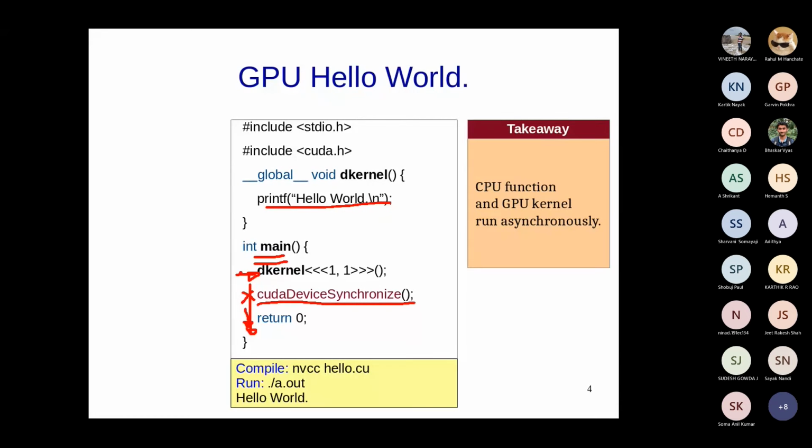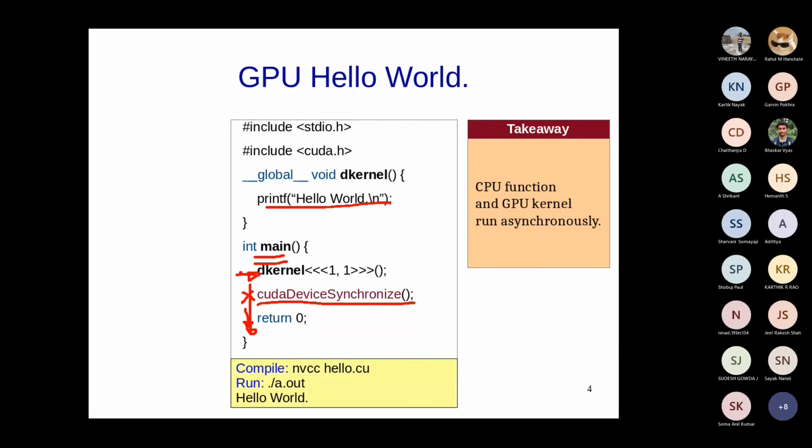The takeaway from this particular slide, of whatever we have discussed so far, is that the CPU function, which in this case is main, but you can call the kernel from any CPU function, and the GPU kernel, these run asynchronously. Asynchronously in that sense is called parallel, but asynchronously means that they don't have any coordination amongst each other, right? So it's not that the CPU is by default going to wait for the kernel to be over, right?